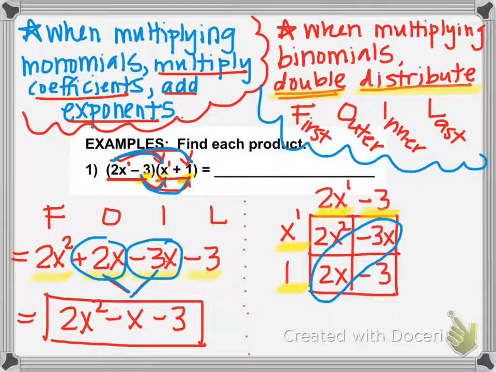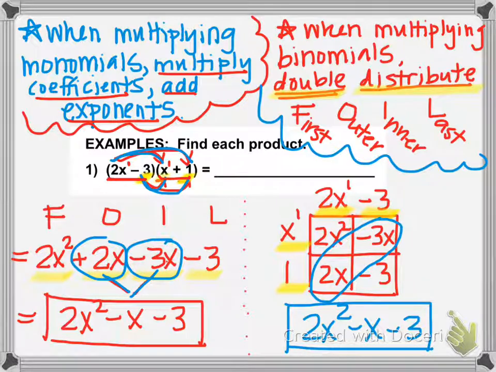So when you combine those, that's where you get that negative x. And then you've got the negative 3 from that lower right box and the 2x squared from the upper left box. This is just another way to get the same answer. Notice these two answers are identical. Okay, so figure out which way you like. You might want to see another example before you decide.